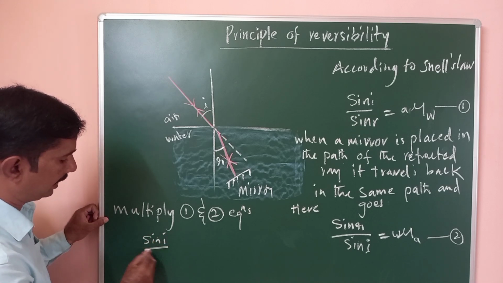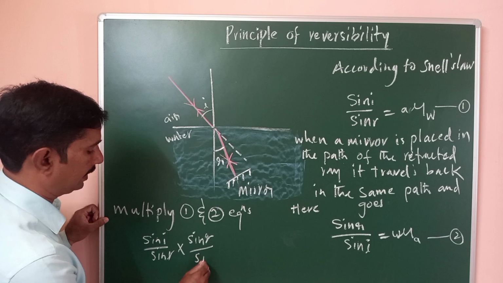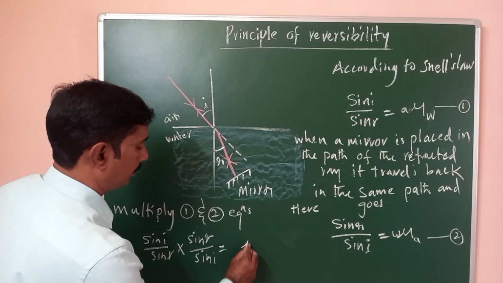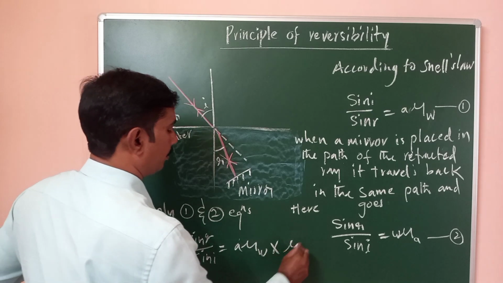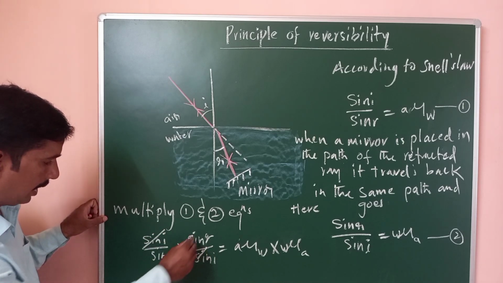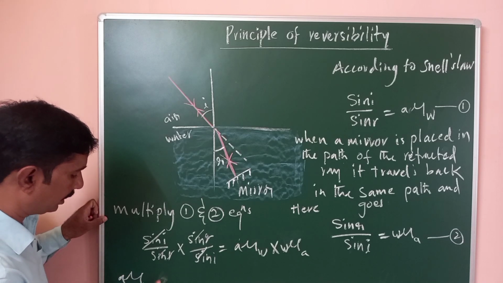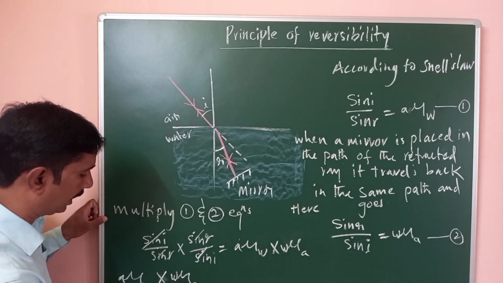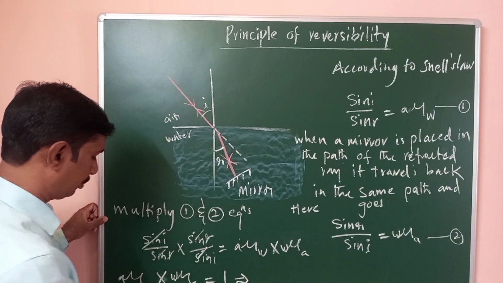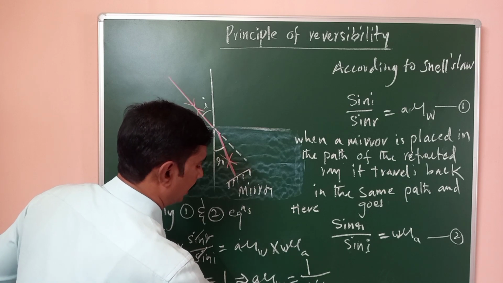sin i by sin r into sin r by sin i is equal to, we multiplied the left hand sides, now we will multiply the other sides, mu A to W into mu W to A. The sin i gets cancelled and sin r gets cancelled. Mu A to W into mu W to A is equal to 1. This side everything got cancelled. Now, which implies mu A to W is equal to 1 by mu W to A.